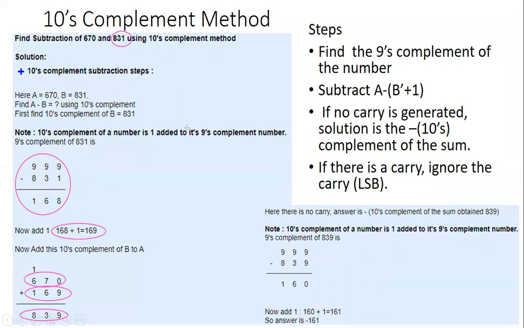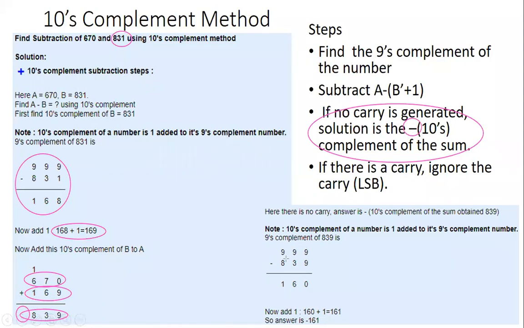This is decimal addition. So 0 plus 9 is 9, 6 plus 7 plus 6 will be 13, 1 carry, 6 plus 1 is 7, plus 1 is 8. Now, do I have a carry over here? No carry. If there is no carry, what will be the solution? The solution will be the tens complement of the number with a minus sign. If no carry is generated, the solution is the tens complement of the number with a minus sign.